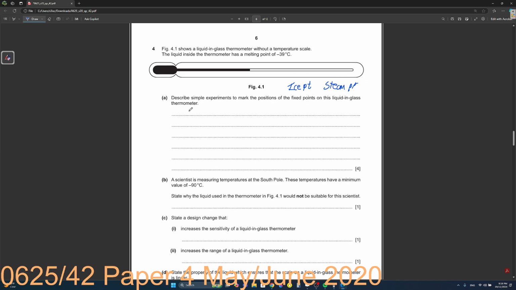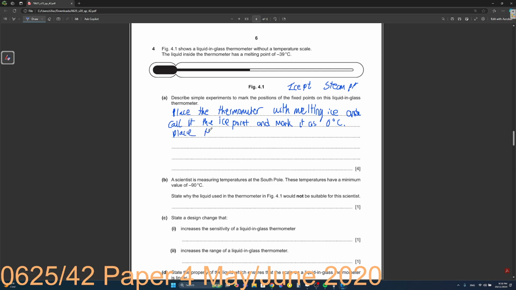So let's start with the ice point. The ice point, we place the thermometer with melting ice, right? It has to be melting ice. It can't be normal ice, it has to be melting ice, okay? Place the thermometer with melting ice and call it this ice point and mark it as 0 degrees Celsius.